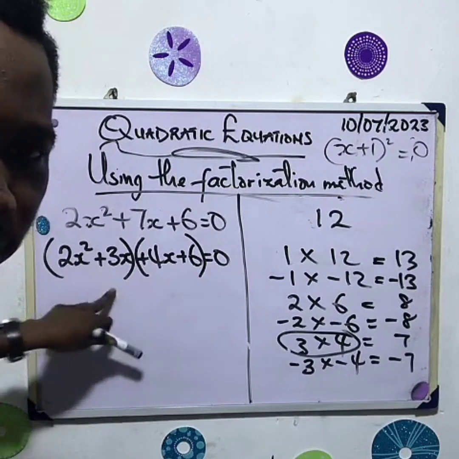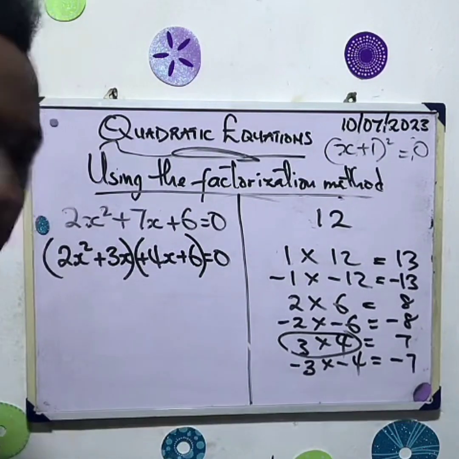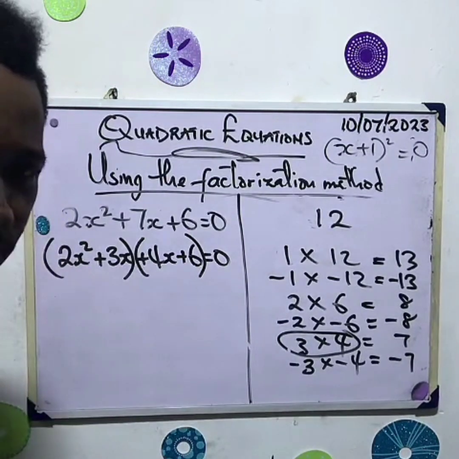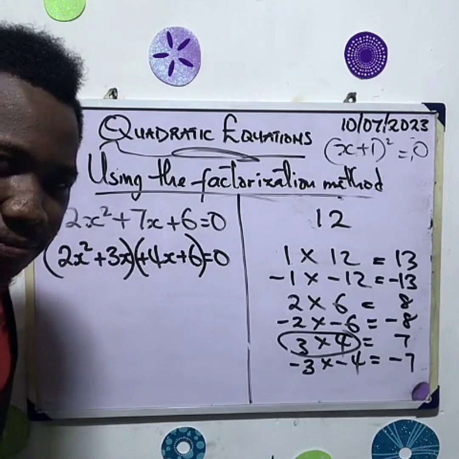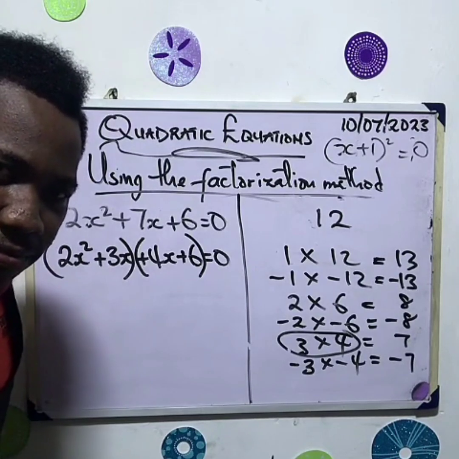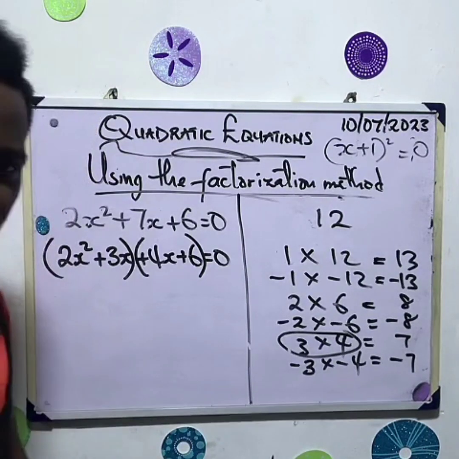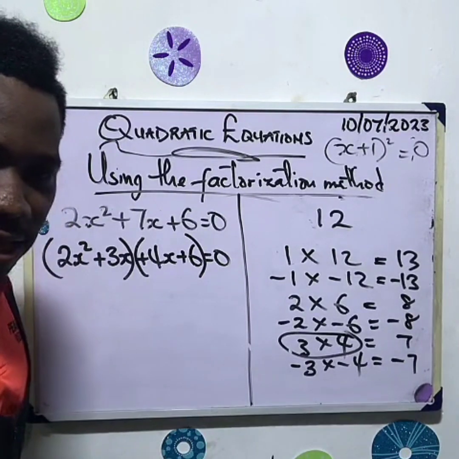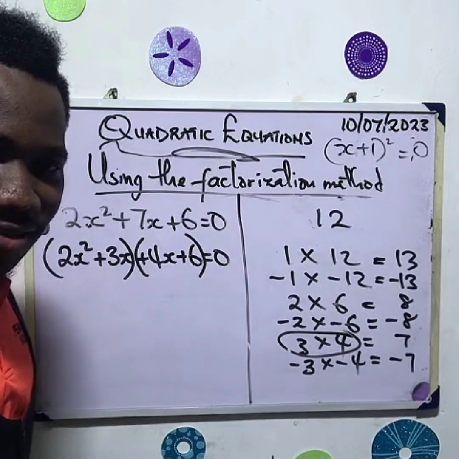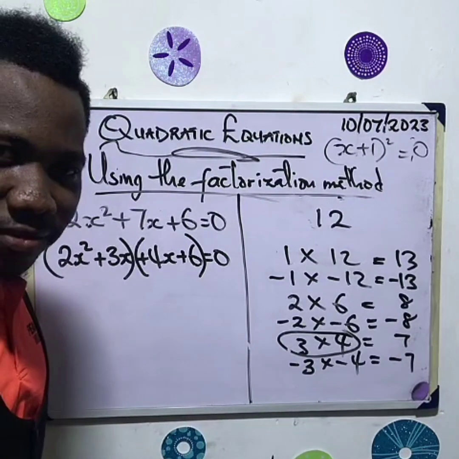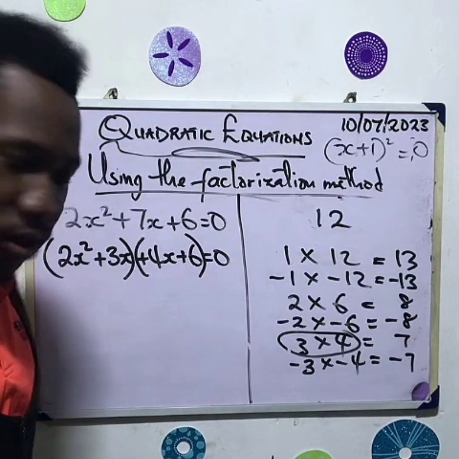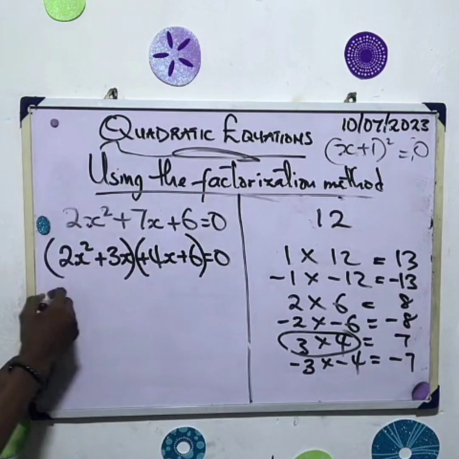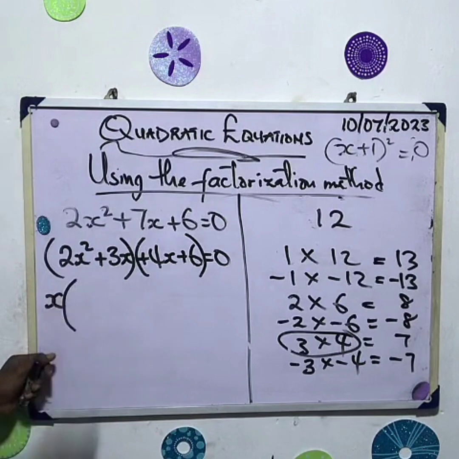What's the common factor of 2x squared and 3x? What's the highest common factor? Several people say x. Okay, good. So x is the common factor of these two terms, so we're going to have our x outside the bracket.